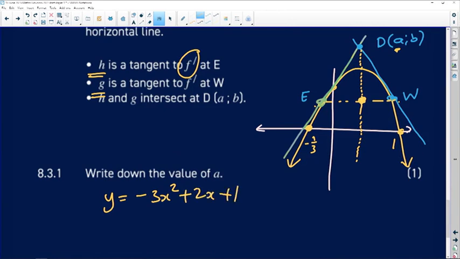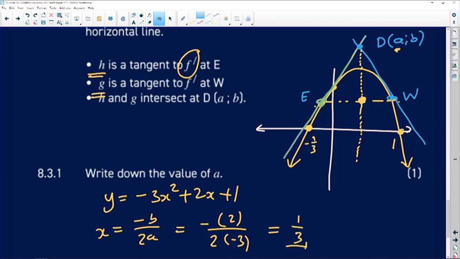So I'm just going to work out the turning point x coordinate, or the axis of symmetry, which is negative b over 2a. That is negative of 2 divided by 2 times negative 3. And I'm getting an x value of negative 2 over negative 6, which is just going to give you a third. So that's the answer that I'm getting here as the value of A in this question.